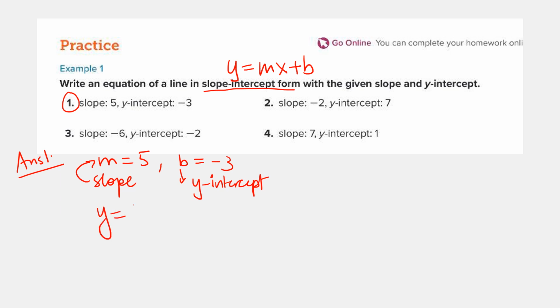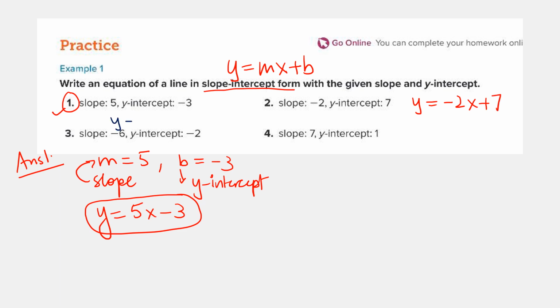Okay, so let's put these two values in the equation of slope-intercept form to get our solution. So y equal to mx plus b, this is going to be the equation for this one. Similarly, y equal to mx plus b, this is going to be the next equation, and the same for the third and fourth ones. So we have just used the slope-intercept form using m as the slope and b as the y-intercept.